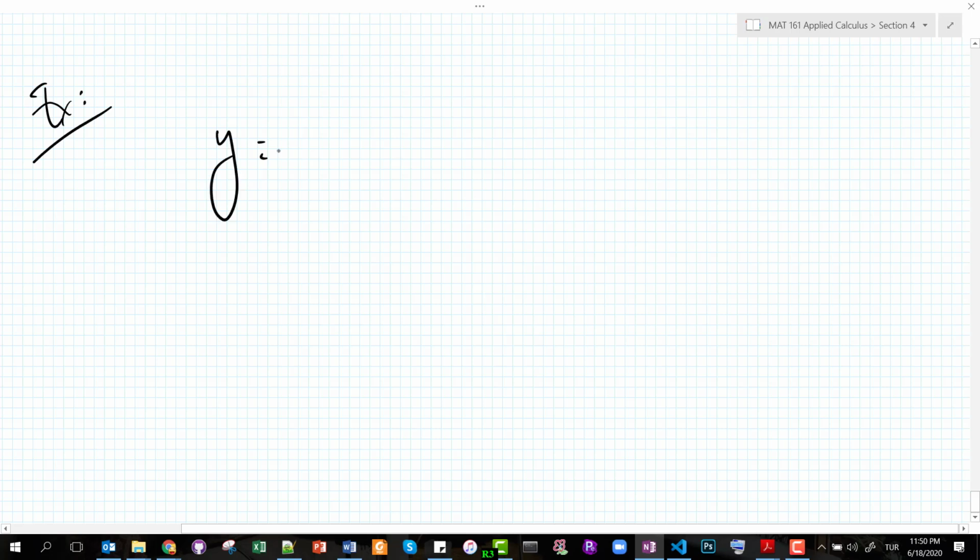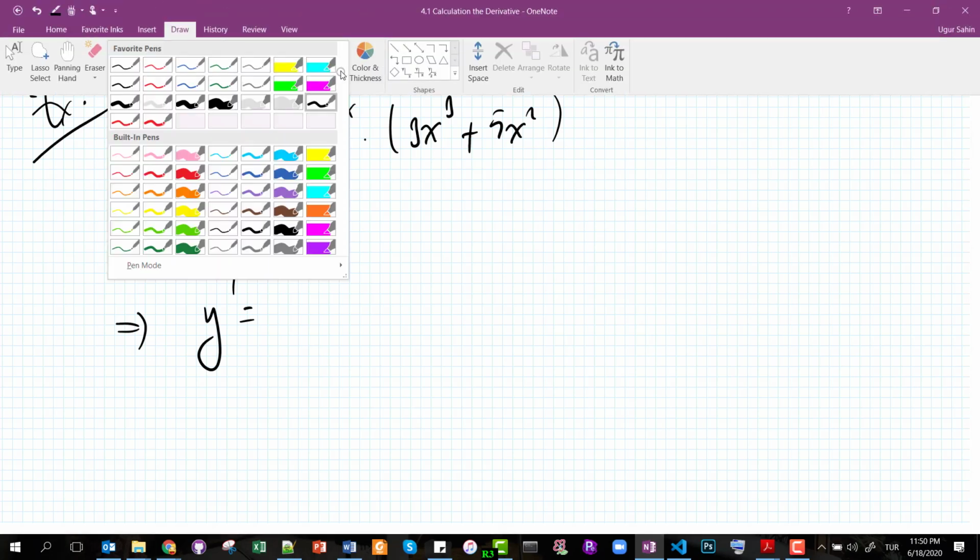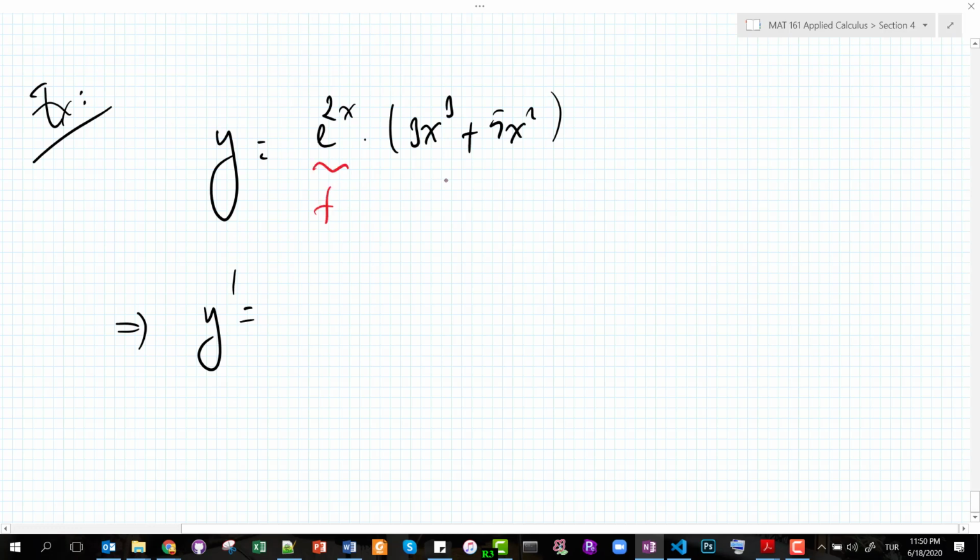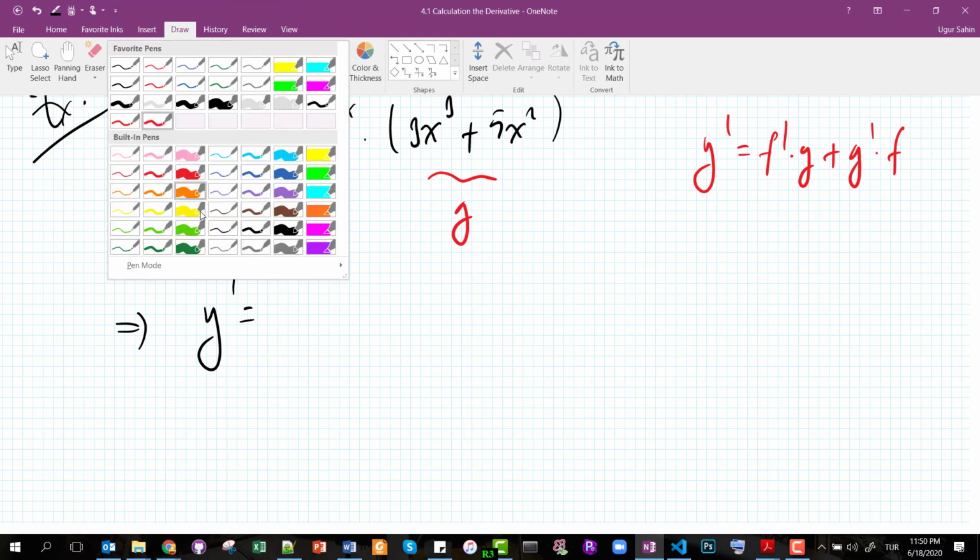Another example could be this one: e to the 2x times 3x cubed plus 5x squared. You see, I have two functions that are multiplied, that's why I need to use the product rule. The product rule says first take the derivative of the first function. We can just separate them in this way. This is f, and this is g. If you remember, the product rule was equal to f prime g plus g prime f. That was my product rule. You need to remember.